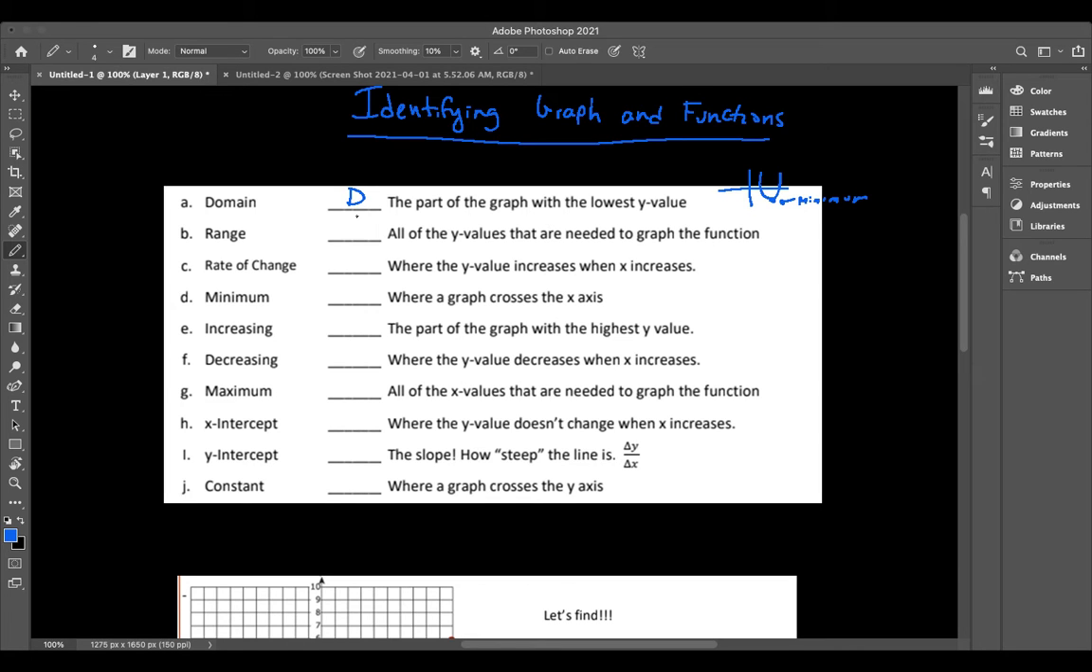All right, and it says all the y values are needed in the graph function, to graph the function. That would be B, the range. Okay, we already know that one before. Okay, and then where the y value increases and when x increases. Okay, so the y value and the x increases at the same time. So that would be E, that would be increasing.